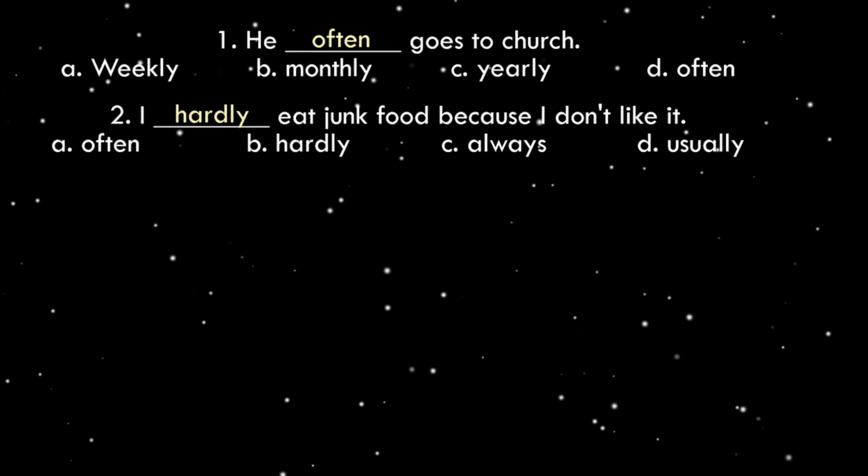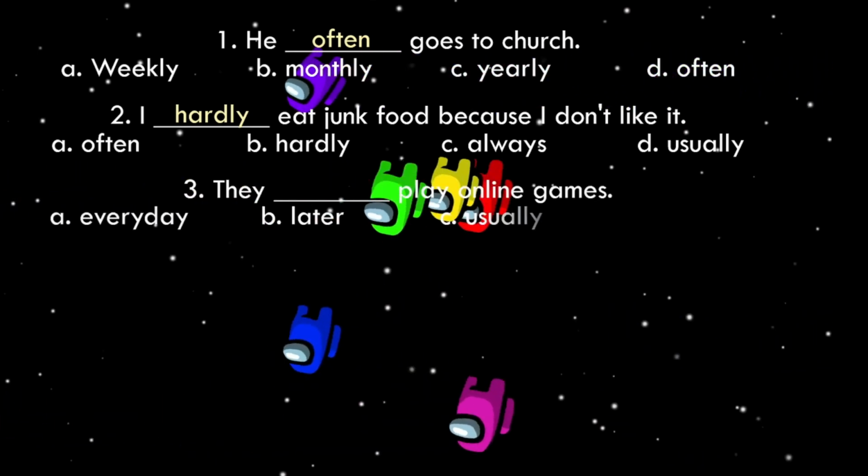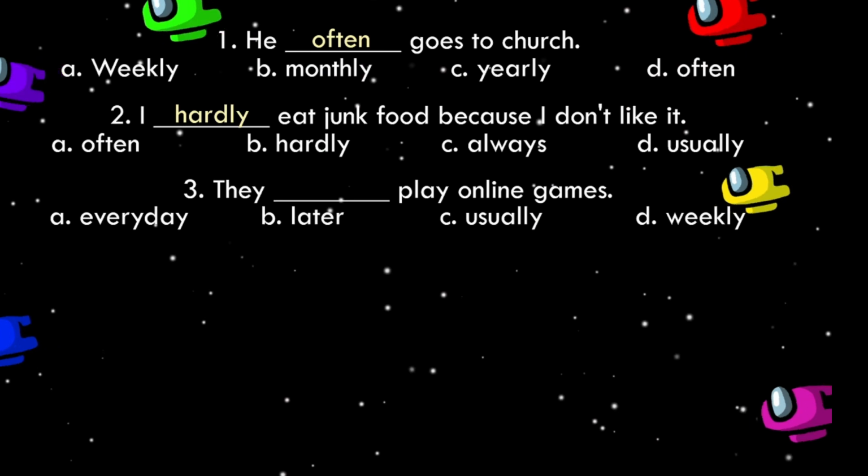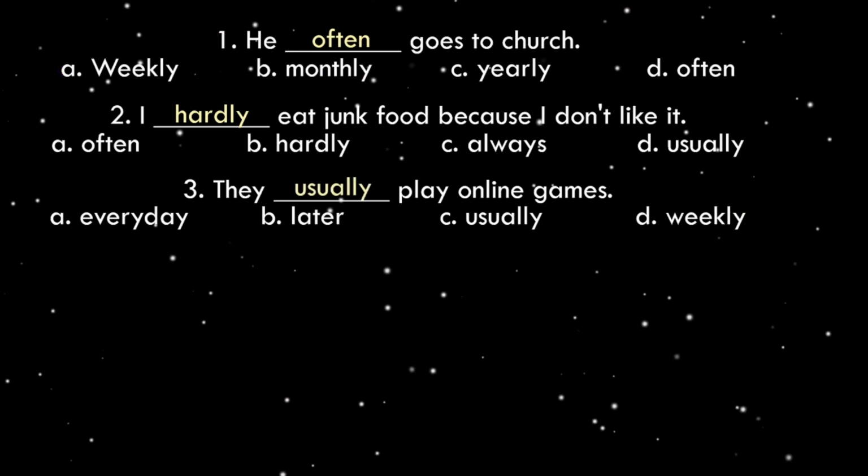Number 3. They blank play online games. A. Every day, B. Later, C. Usually, D. Weekly. What do you think is the correct letter? Excellent! It is C. Usually. They usually play online games.